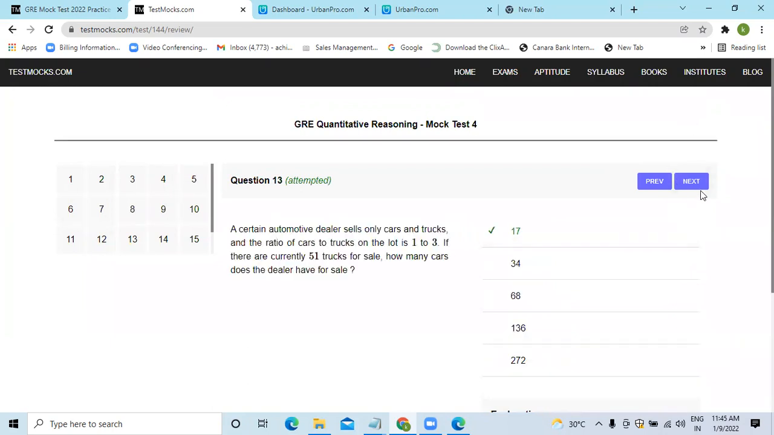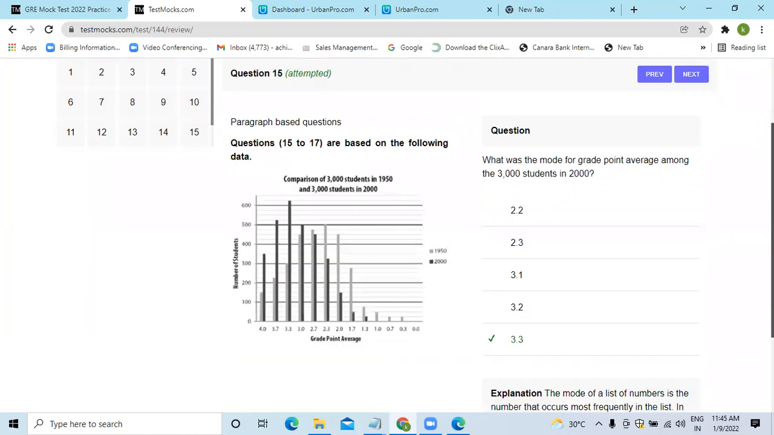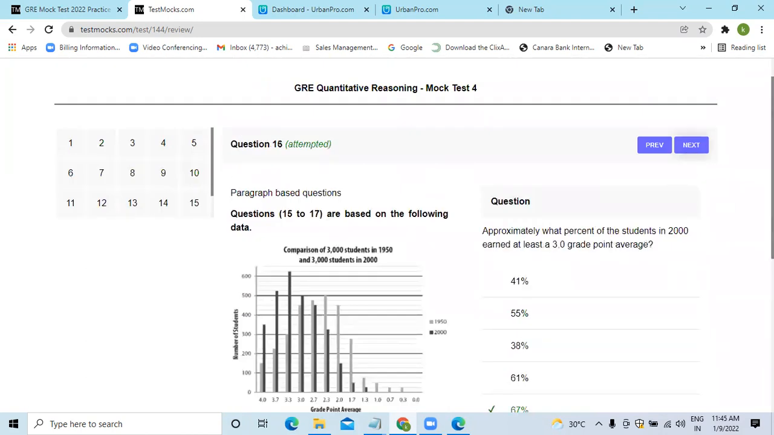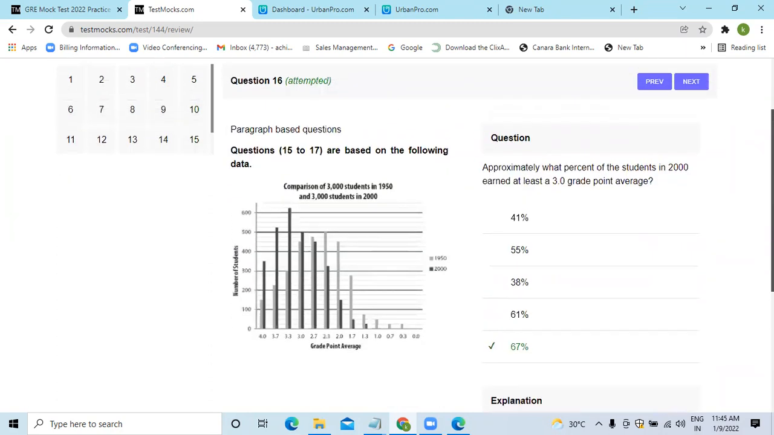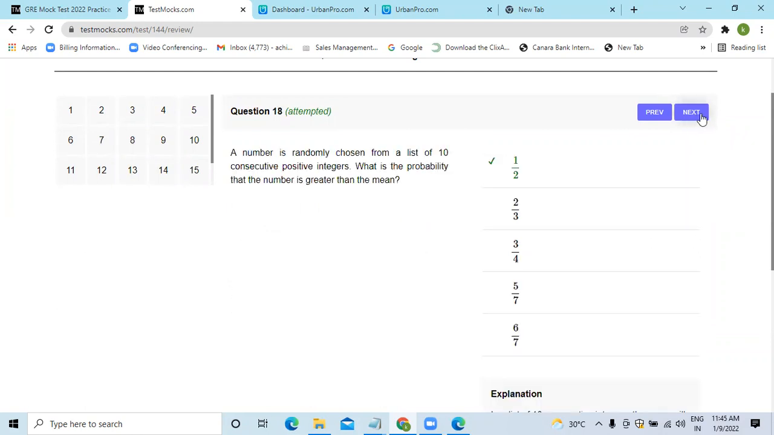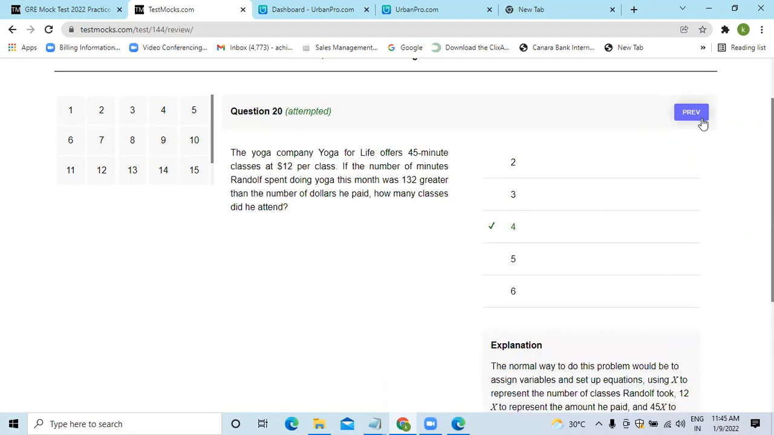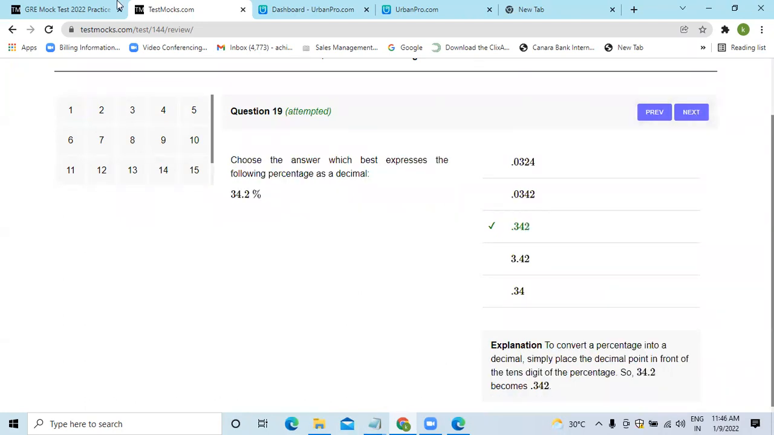Okay, so 13 is right. Perfect. 14 is also right. And 15 is right. Good. So 16 is also right. So data analysis, perfect. So 17 is right. So 18 is right. So data analysis, you don't have any issues. 19, decimals and fractions, that is also right. And 20 is also right. Yes. Right. Okay, cool.